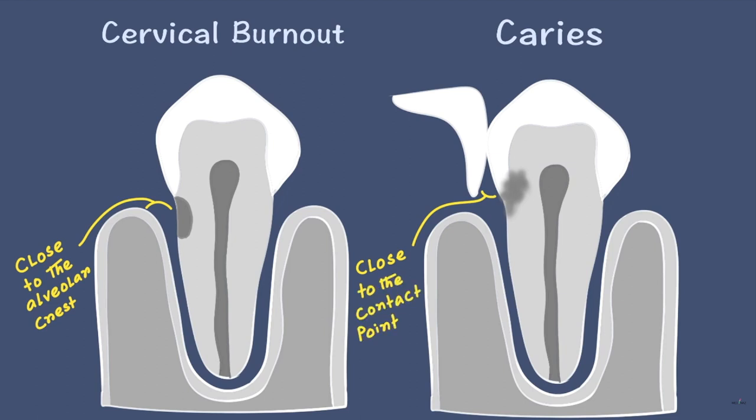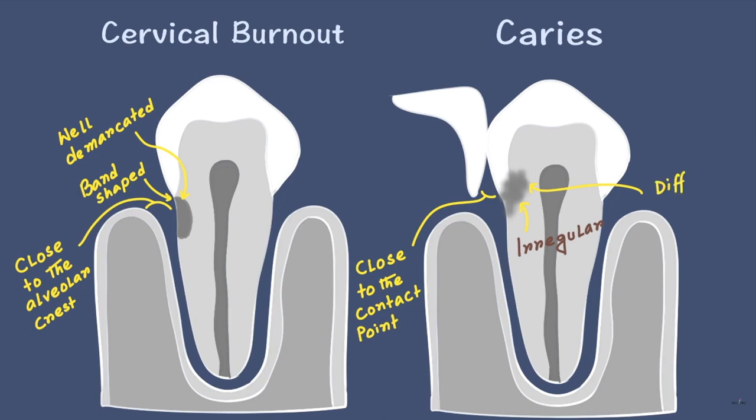The next point you should remember is the appearance. Cervical burnout appears as a band-shaped radiolucency, whereas caries appears as an irregular radiolucency. Cervical burnout appears well demarcated on radiograph. Here you can see the well demarcated border of the radiolucency. In contrast, caries appears as a diffuse radiolucency. You can see here there is no well demarcated border.